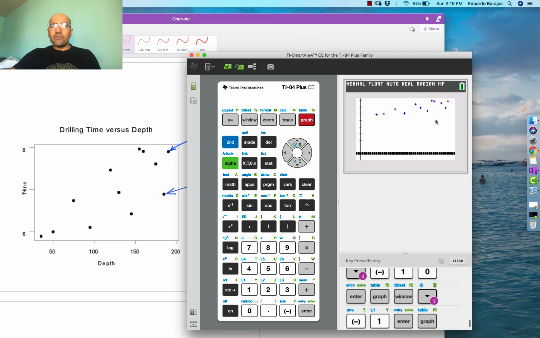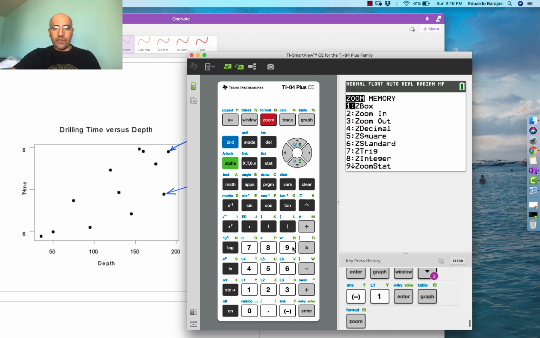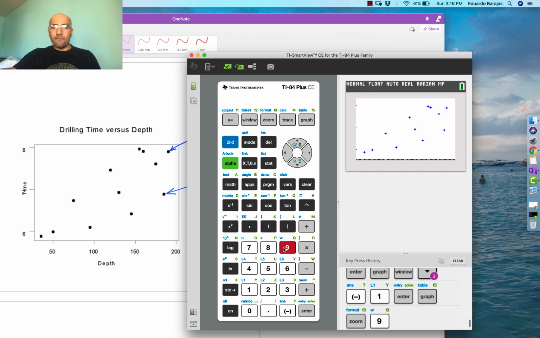And it sometimes gives you a misguided idea of what's happening. So be careful that the window influences your general perspective on what the picture looks like. But if we just want to go back to the way the calculator chose it, we can go back to zoom and then the 9th option. And again, it gives it to you. Okay, and this looks a lot like this one. Remember, every little dot on here, every little plus sign, is an ordered pair from our table.